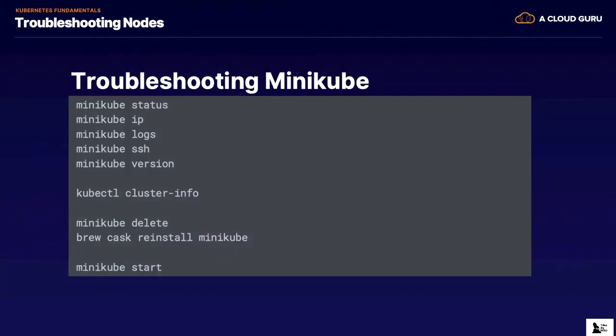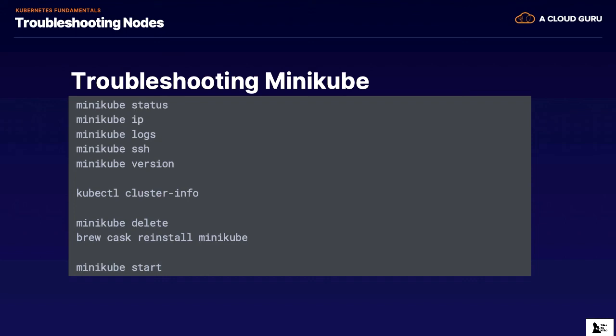Now, in our case, we're using MiniKube to run our Kubernetes lab. And in MiniKube, you're probably not going to be going in and looking at the logs for the Kubernetes scheduler or the Kubernetes API server. In the case of MiniKube, you have your own command set that starts with minikube that you can use to perform minikube status, see what's going on. You can check the IP of the MiniKube virtual machine. You can view the MiniKube logs with minikube logs. You can SSH into the MiniKube virtual machine with minikube ssh. You can run minikube version to see the version of MiniKube and Kubernetes that you're running.